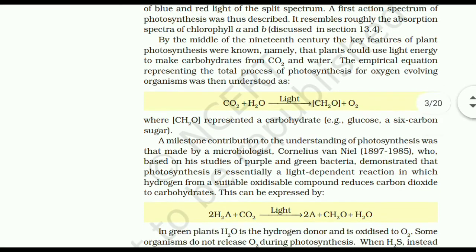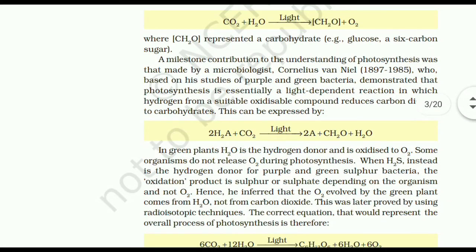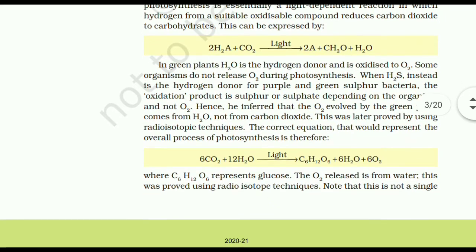A milestone contribution to the understanding of photosynthesis was made by a microbiologist, Cornelius van Niel, who, based on his studies of purple and green bacteria, demonstrated that photosynthesis is essentially a light-dependent reaction in which hydrogen from a suitable oxidizable compound reduces carbon dioxide to carbohydrates. This can be expressed by 2H2A plus CO2 in the presence of light gives 2A plus CH2O plus H2O. In green plants, water is the hydrogen donor and is oxidized to oxygen.